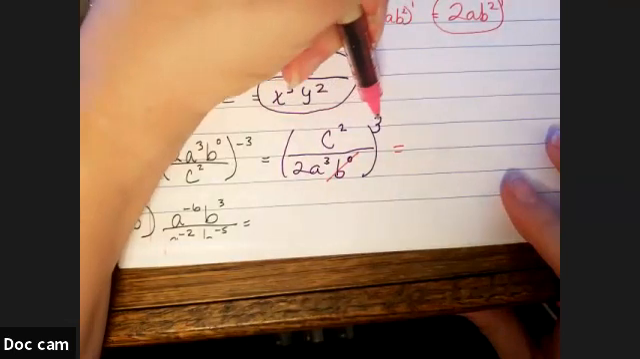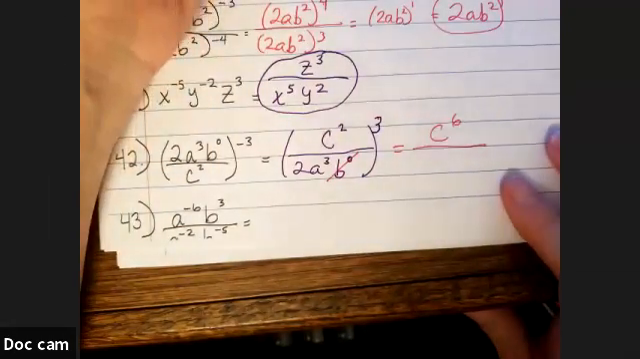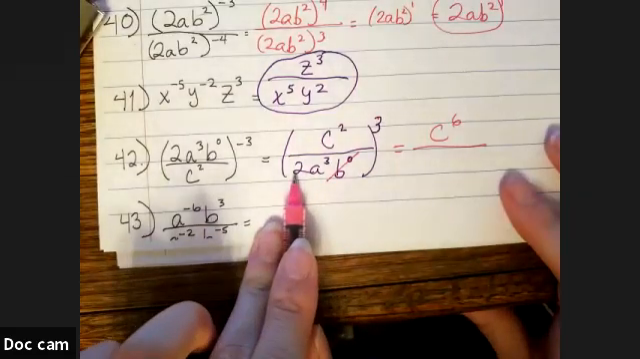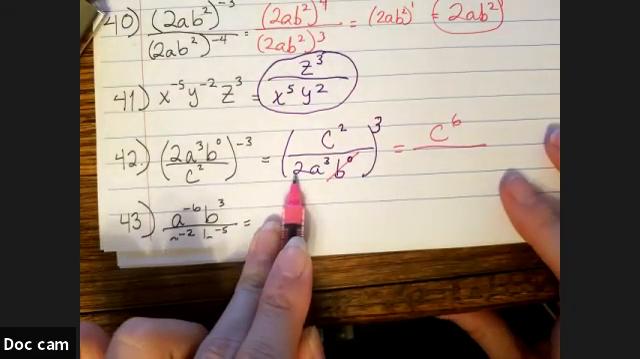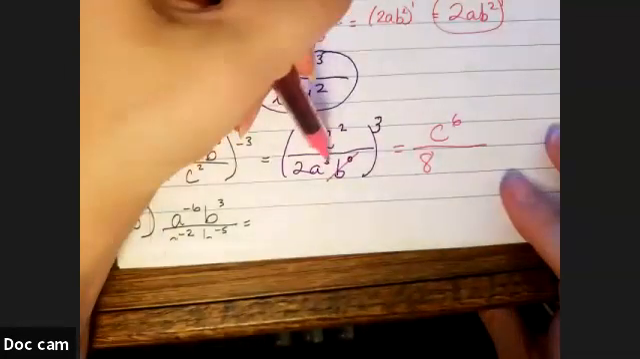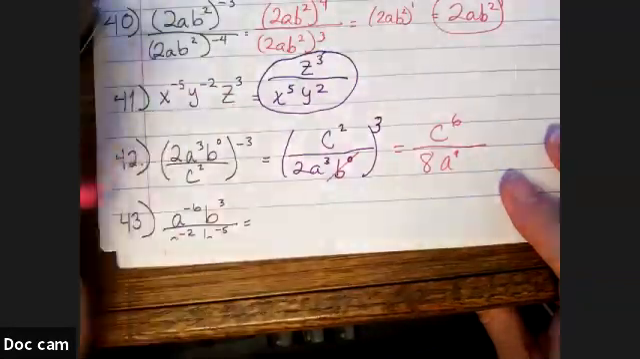And then 2 times 3 is 6. So that's going to be c to the 6 over. And then this 2 has to be raised to the third power. So 2 to the third power is 8. And then 3 times 3 is 9, so a to the power of 9. So c to the 6 over 8a to the power of 9.